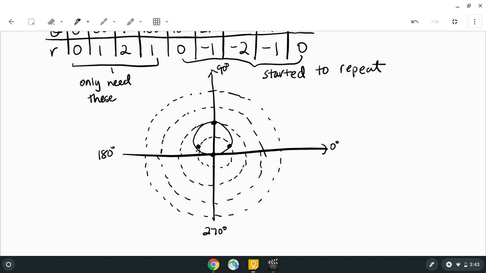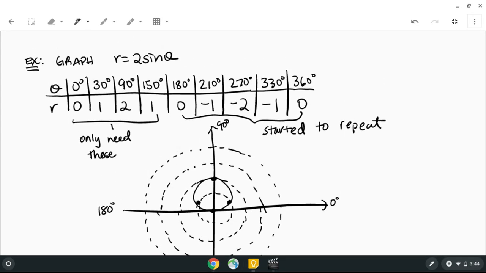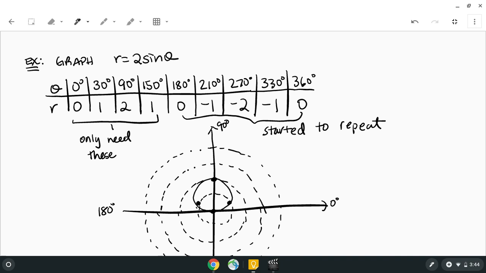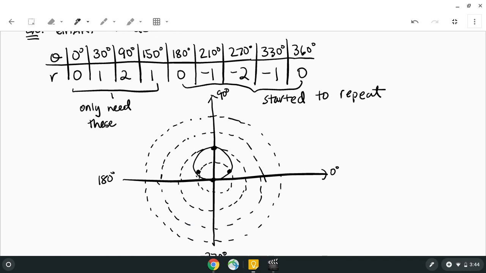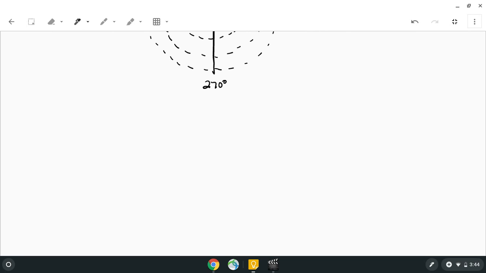Okay. So do the same thing for if you had R equals 2 cosine theta, make a table, except that cosine of 30 degrees is square root 3 over 2. So I wouldn't use 30 degrees. I would actually use 60, because cosine 60 is 1/2. Okay. So that's the circle. Let's take a look at the limacon.